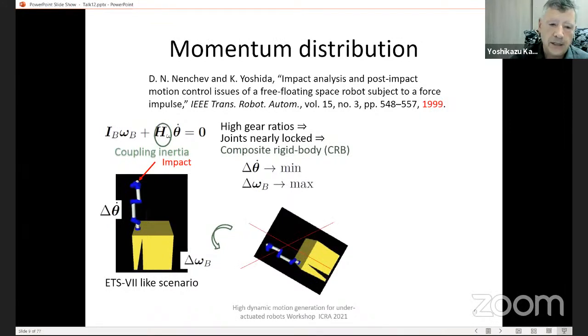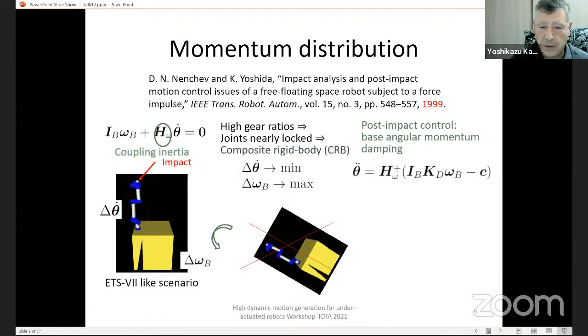As I mentioned, this is not desirable. What we came up with is this idea to work on post-impact control instead, because we cannot do anything during the impact, which is a very short phenomenon. So for post-impact, we proposed base angular momentum damping. We rewrote this angular momentum conservation on the left in terms of joint accelerations in order to have a higher bandwidth response.